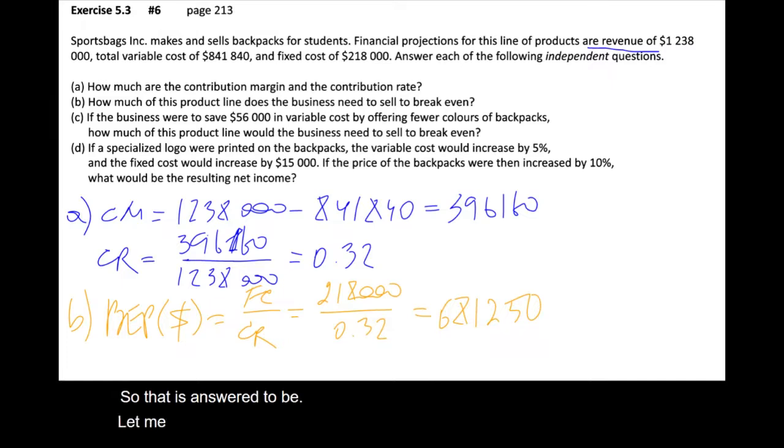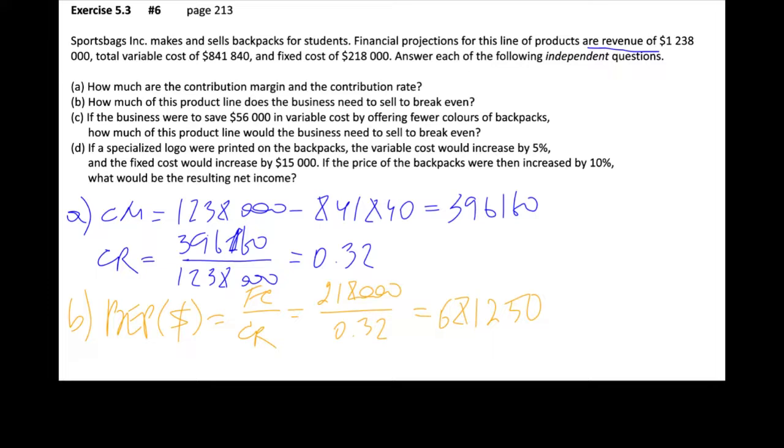Let me know when you're done, because I have to flip a page. Just 1 second. Yeah, of course. Okay, I'm good.